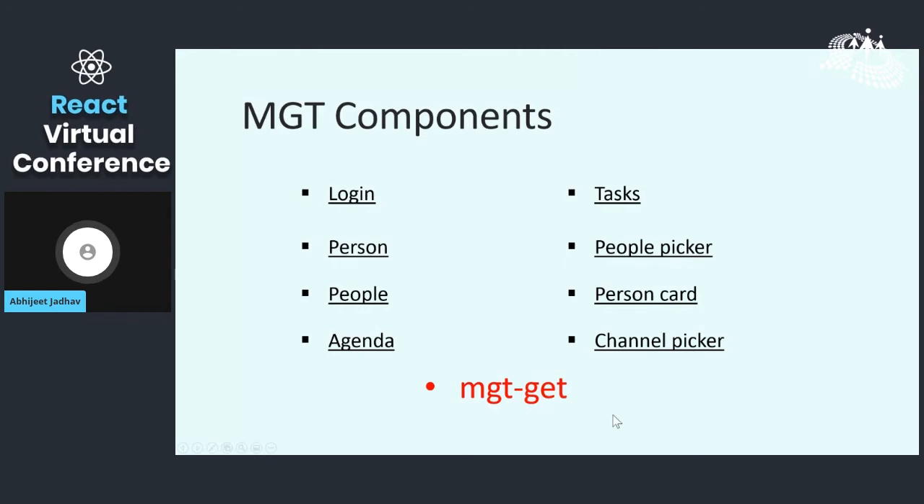Okay, and then if you see, I have highlighted MGT Get in red bold. The reason is it is a very important and really useful component. The other components are standalone, where you can get person, people, agenda. These are fixed, they have their own use. But with MGT Get, you can make a call to any Microsoft 365 endpoint, get the data and display it as per the requirement. Once you get back the data, you can use the templates and customize the data.